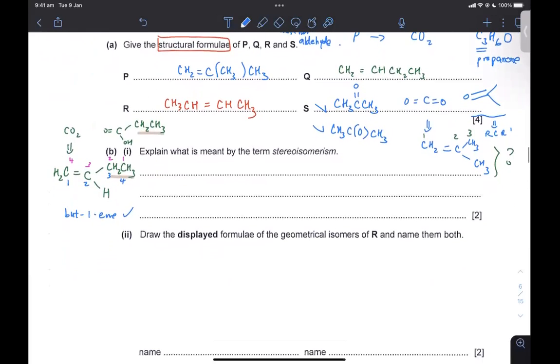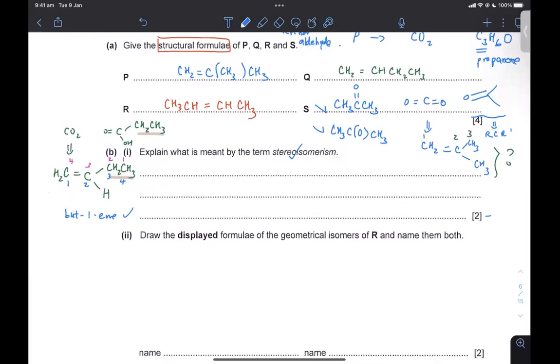Okay, we're just coming to an end now. Explain what is meant by stereoisomerism. For 2 marks, you must have same molecular formula and same structural formula. But what is different? Different arrangement of the atoms or the groups in 3 dimensions or in space.